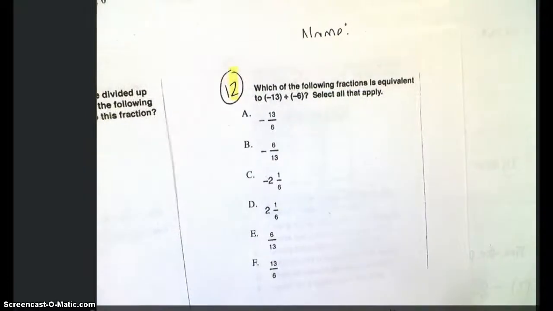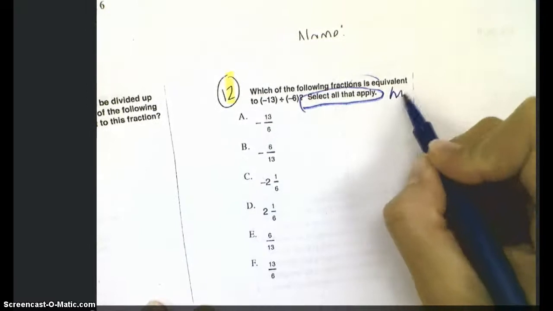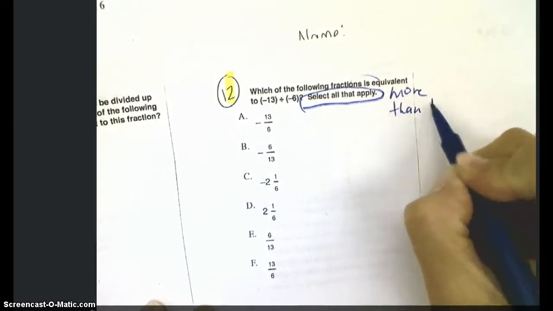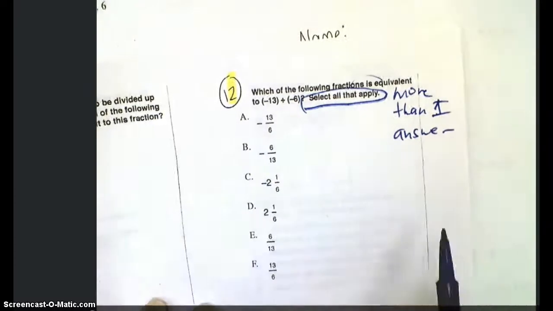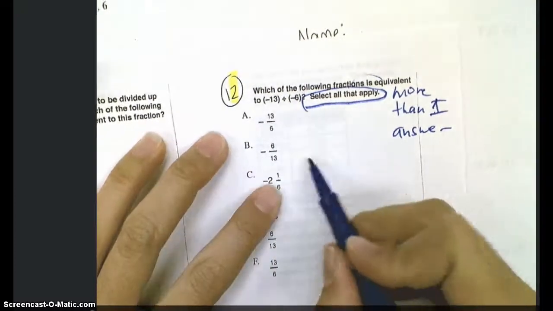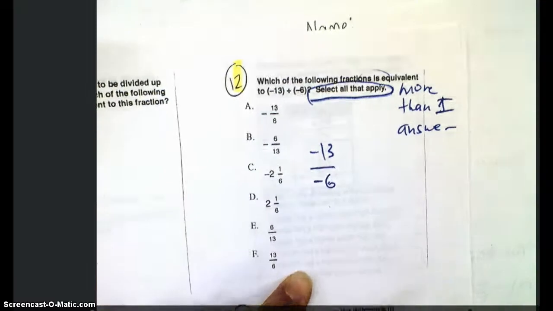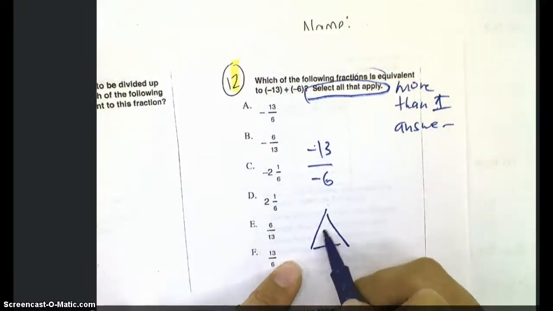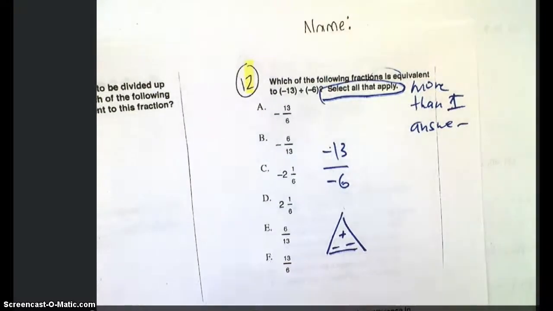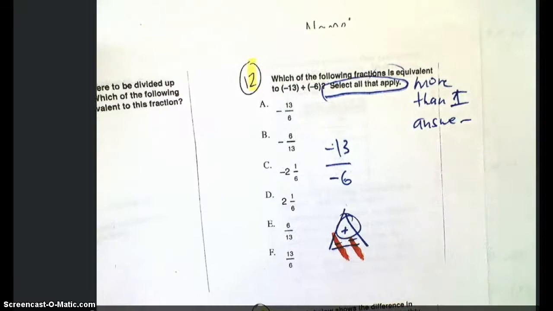Number 12, I'm looking for all that apply, so I probably have more than one answer. So I do want to try all of my choices. Negative 13 divided by negative 6 is just like a fraction question. If I have two negatives in a division using my triangle of doom, then I would cover up the two negatives, leaving me with a choice of a positive answer.